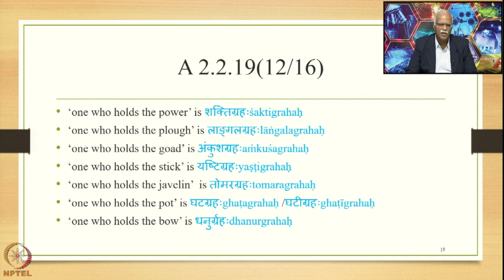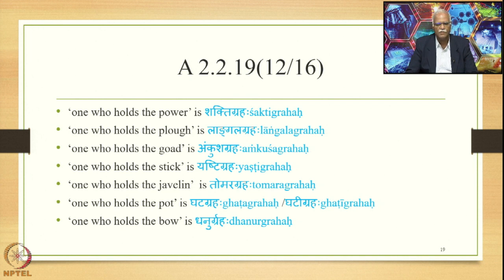So if we have the meaning one who holds the power, then we add the suffix ach after the verbal root graha and we get the form shakti graha. Then we have the meaning one who holds the plow. Then we add the suffix ach after the verbal root graha and we get the compound output langala graha. Then we have the meaning one who holds the goad and the compound output is ankusha graha, by adding the suffix ach to the verbal root graha. Then we have the meaning one who holds the stick. And the finally derived compound output is yashti graha when we add the suffix ach after the verbal root graha.